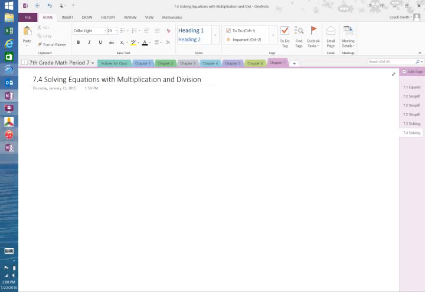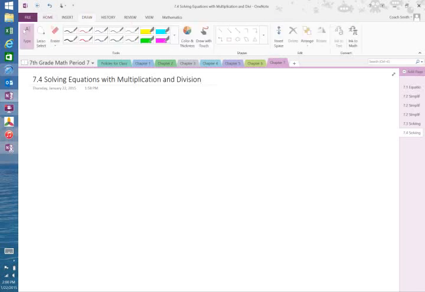All right. Going to talk about 7.4, solving multiplication and division equations. Basically, there's two types of equations that we're going to look at today. The first type is one like this, 14q equal 42. The other type we'll be looking at is one similar to this, w over 2 equal 8.